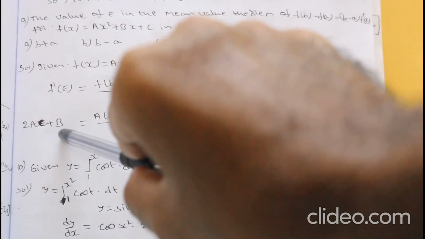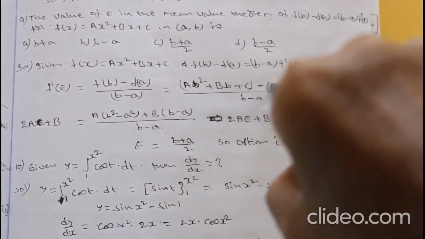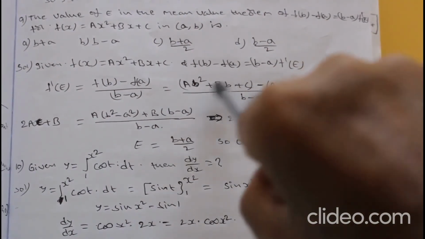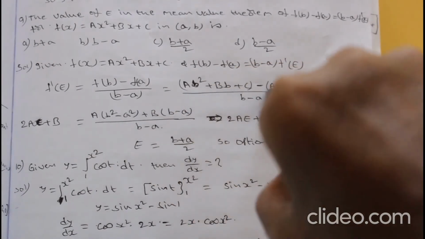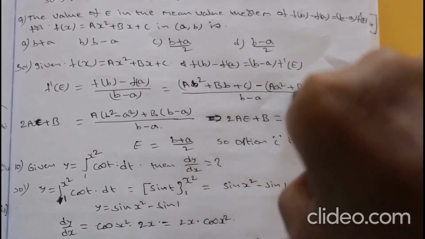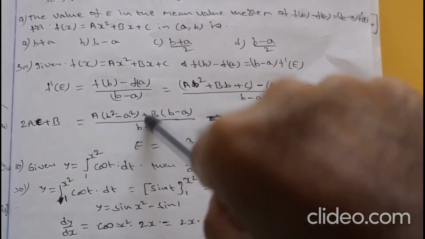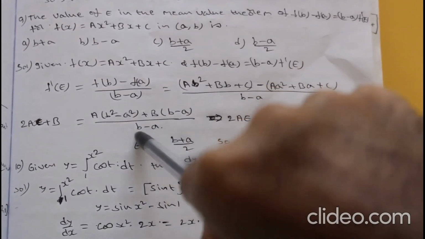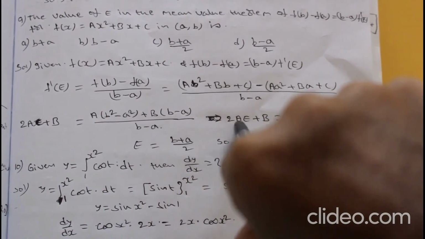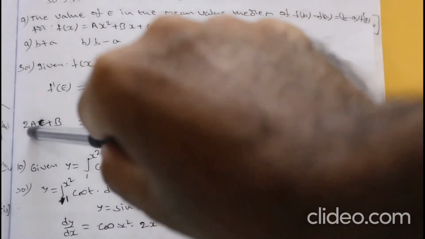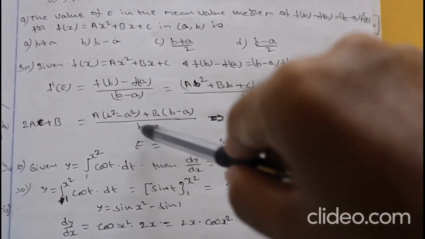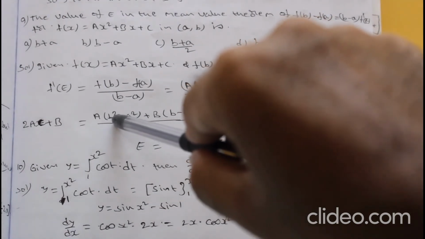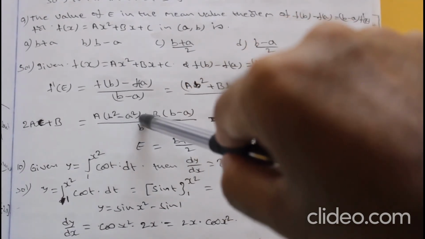So 2a epsilon plus b is equal to, see, in both terms a is there, so a into b square minus a square, plus here in both terms capital B is there, so b into b minus a, c gets cancelled, divided by b minus a. Okay, so that implies 2a epsilon plus b is equal to, here b square minus a square is nothing but b minus a into b plus a.